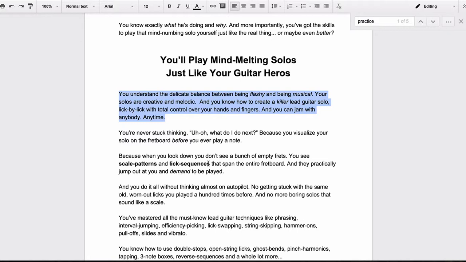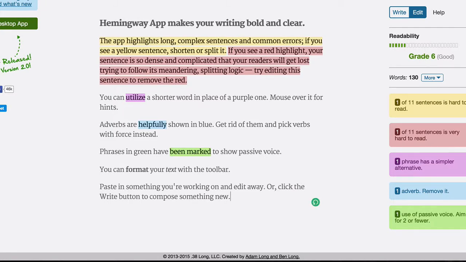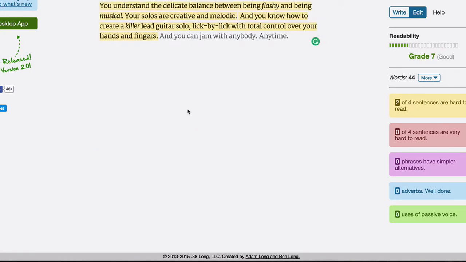So I just took this one particular paragraph, I copied it, and let's paste it right in here to the old HemingwayApp.com. I'm just going to highlight everything, click Control V. And you can see that the readability of this is grade 7. Well, it says good, but remember, we're shooting for 3rd, 4th, or 5th grade. So how can you possibly do that?